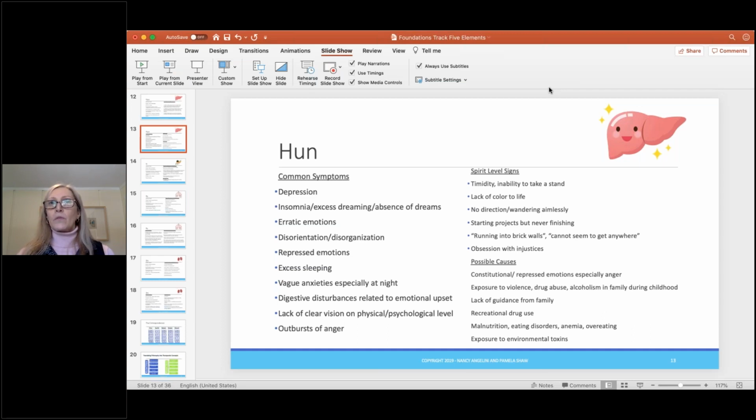But that kind of abuse is hard on the liver and it's hard on the Hun, and it can disturb the Hun. And how you really see it is the person's completely disorganized. They can't get out of their own way, right? They might start something and they'll never finish it, or they'll talk a little bit about it and they'll never start it. So that's where we really see a disturbed Hun.